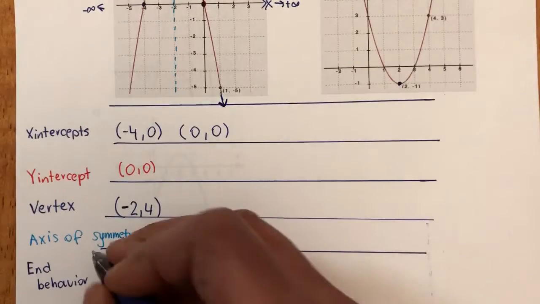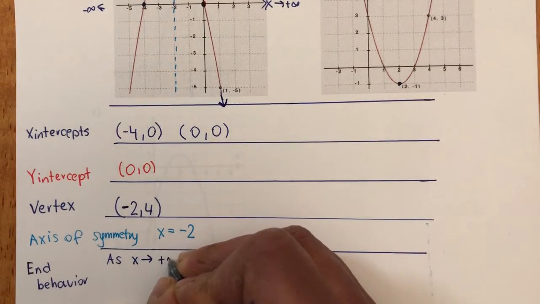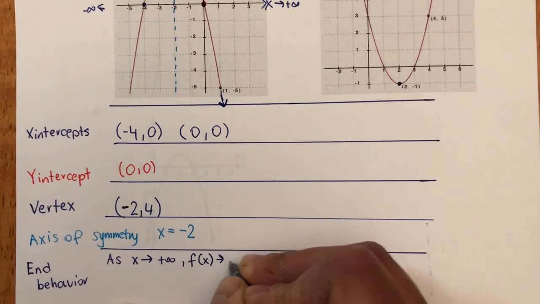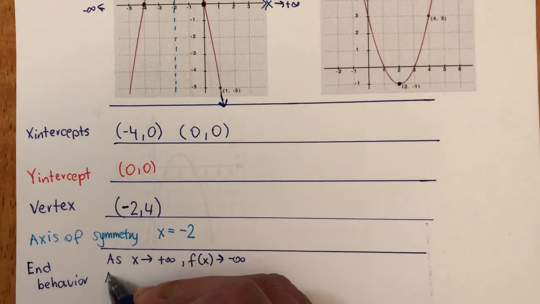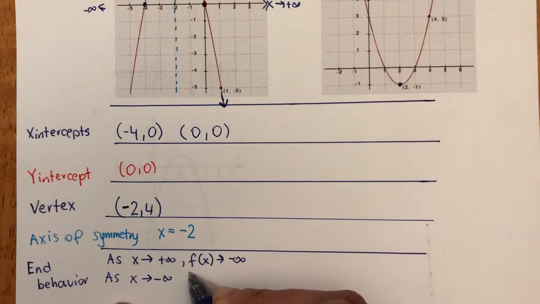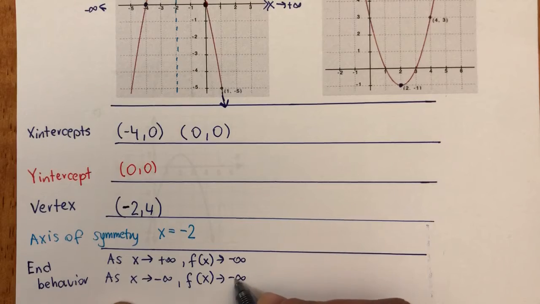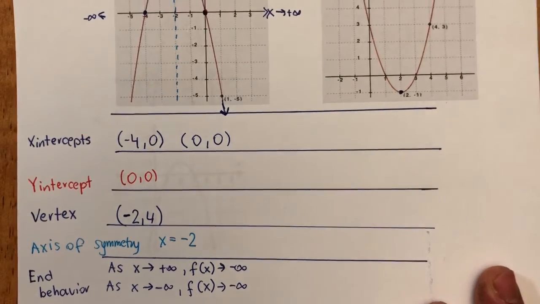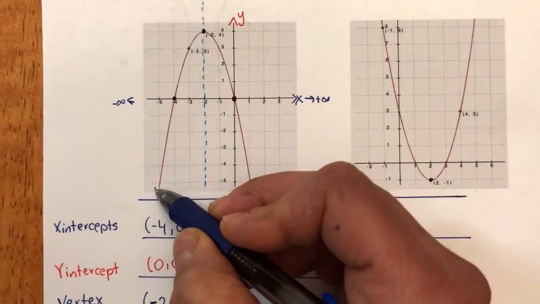I am going to say as x goes to positive infinity, my function is going to negative infinity. And then the same thing, as x goes to negative infinity, the function is going to negative infinity as well. I'm going to move my paper so you can see the graph a little bit better, and I'm going to explain this one more time.